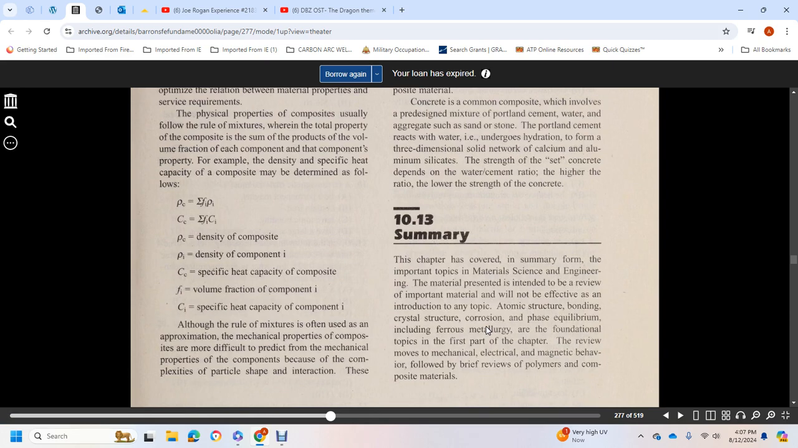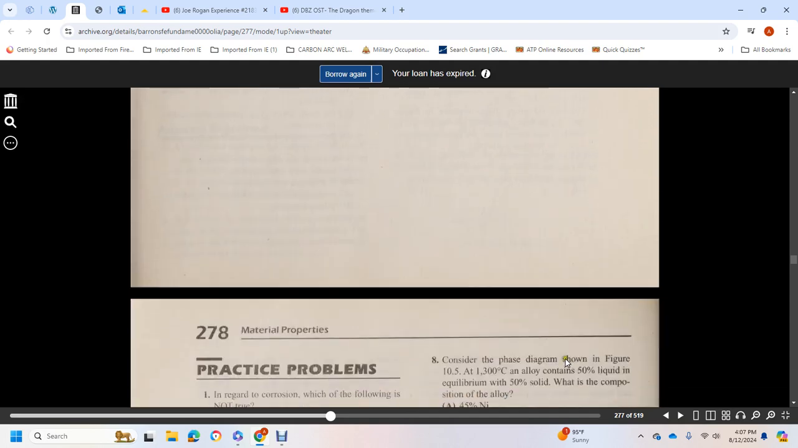The summary of the chapter covers, in summary form, the important topics of materials science and engineering. The material is presented with the intent of reviewing important material, and is not effective as an introduction to any of the topics: atomic structure, bonding, crystal structure, corrosion, phase equilibrium, including various metallurgy foundational topics. The first part of the chapter review moves to mechanical and electrical behavior, followed by brief reviews of polymer and composite materials. And that's chapter 10.